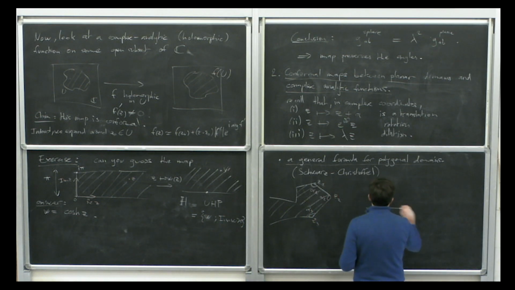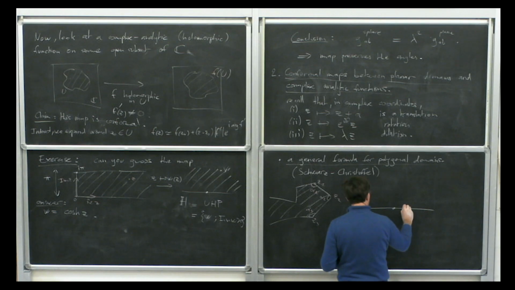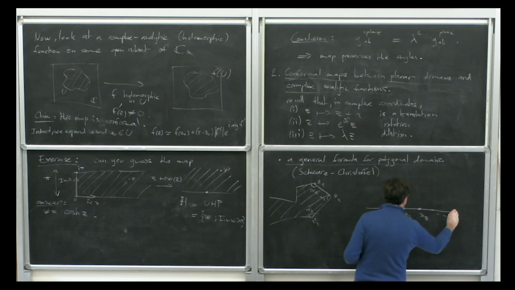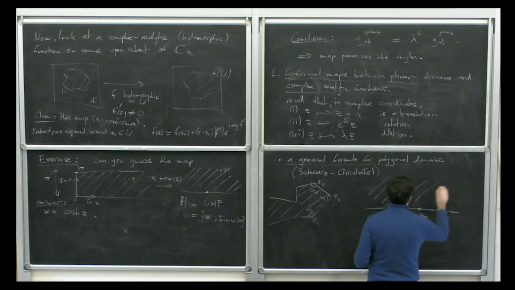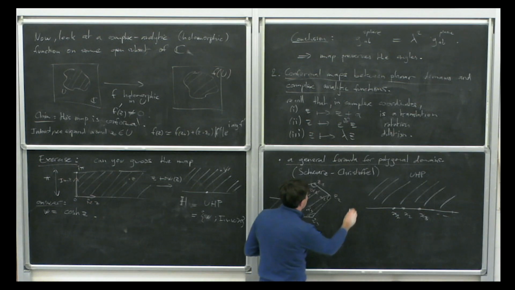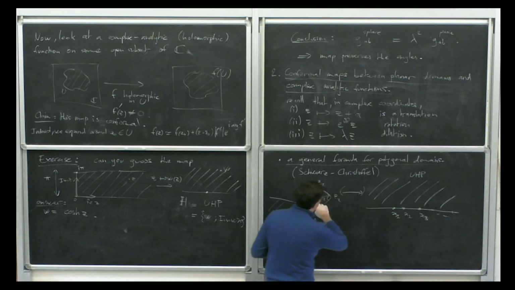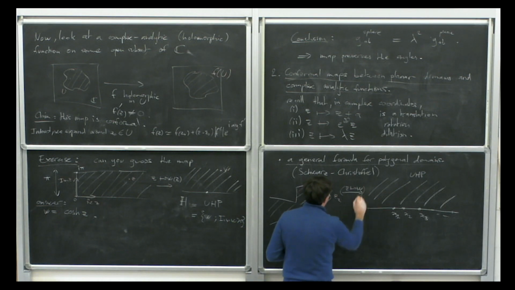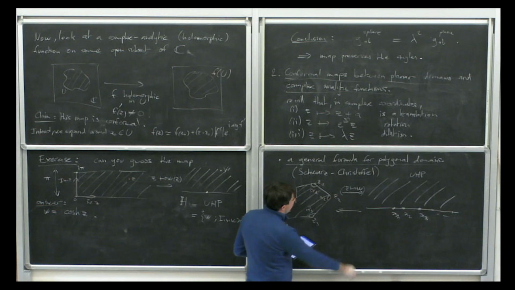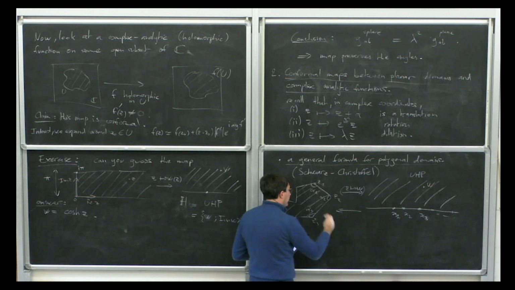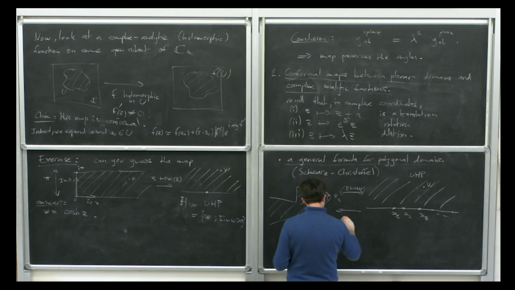So this you can always map to the upper half plane. The different points z1, z2, z3 and so on get mapped to some points along the real axis x1, x2, x3, and so on. So this maps to the upper half plane. In fact, the formula doesn't give you the map in this direction, from z to w. Instead, it gives you the inverse: the map from w to z, so from the upper half plane to this polygonal domain.